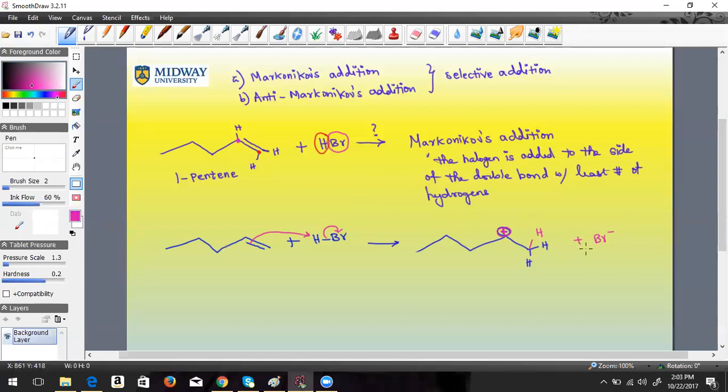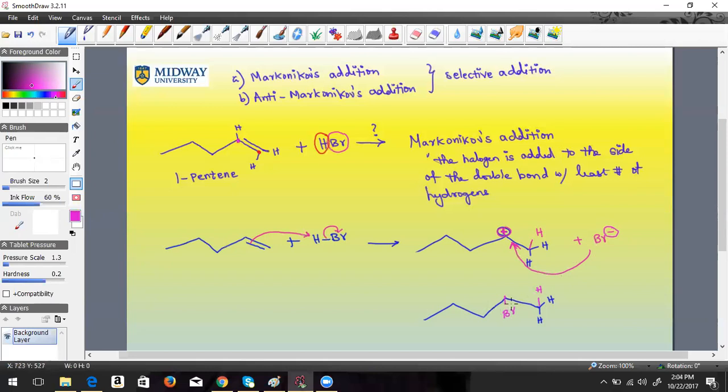So the Br minus then attacks here, because a positive charge can only be attacked by a negative charge. So that means you will have, let's redraw these two hydrogens in blue, and let's get our pink. This is where our first hydrogen is, and the positive charge can no longer exist because the Br comes in with one negative, and one positive, one negative cancels out, and that's our Markovnikov's addition.